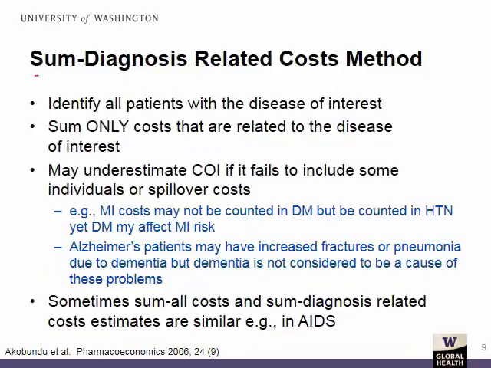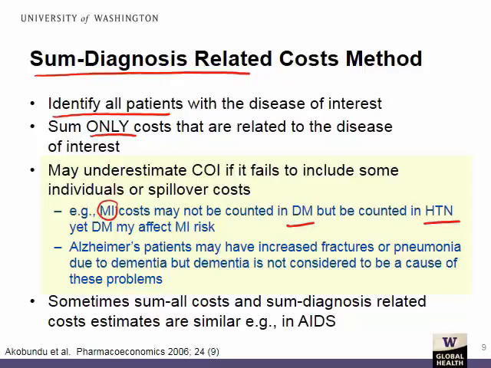Let's look at the sum diagnosis related costs method. And like in the SUM-all costs method, you identify patients with the disease of interest, but you only sum the costs that are related to the disease of interest. And if you do this, you may underestimate cost of illness if you fail to include some individuals or if you neglect spillover costs. So if you have an MI, for example, if you have a myocardial infarction, you might not count its cost in diabetes mellitus, but you'll count it in hypertension.